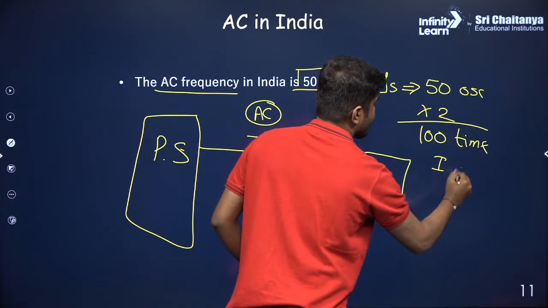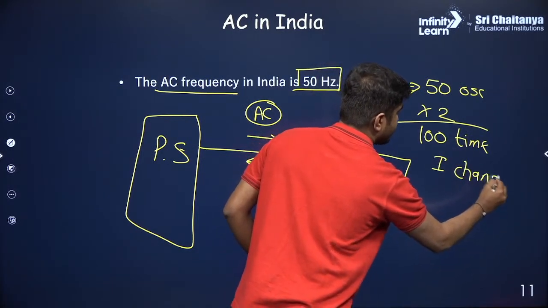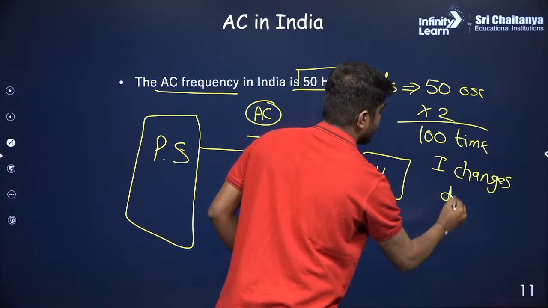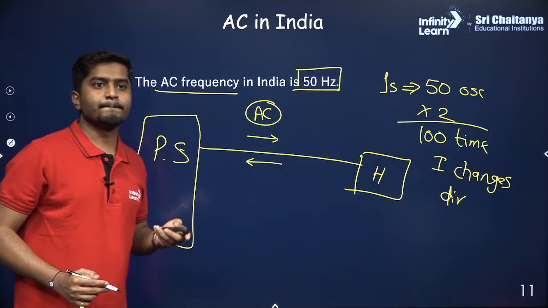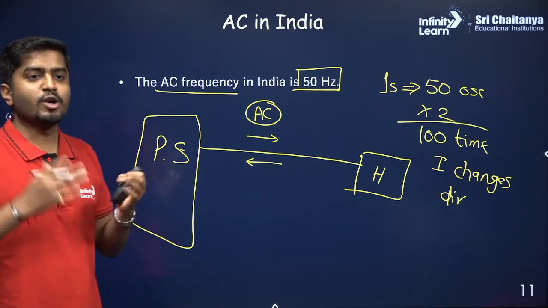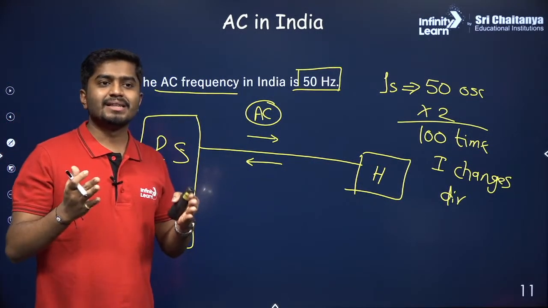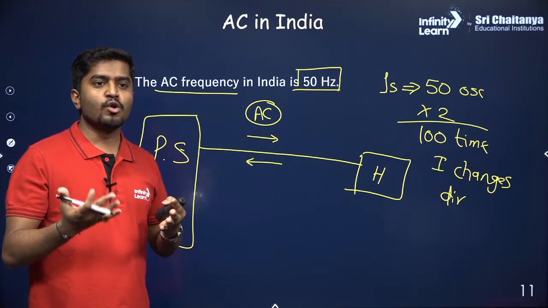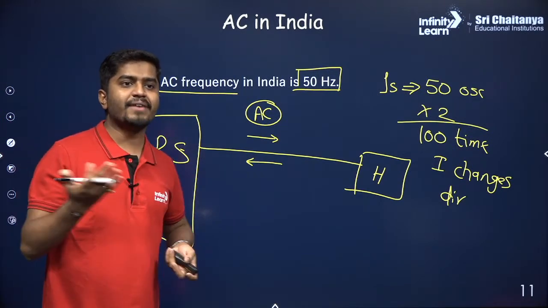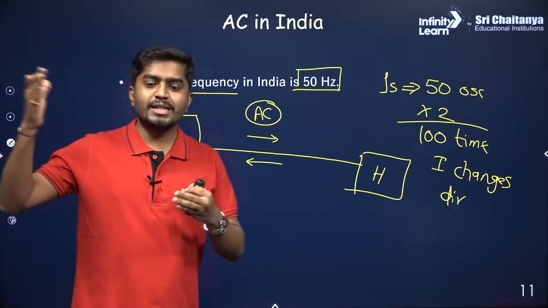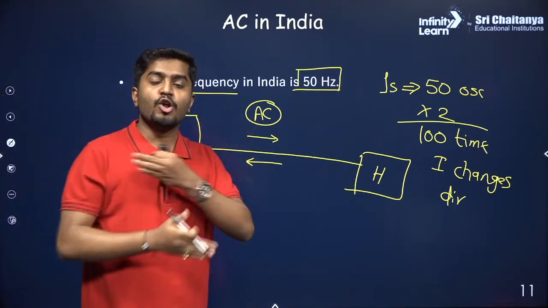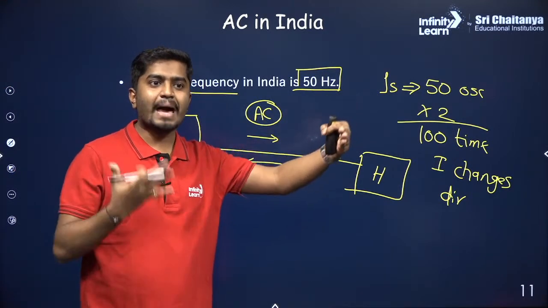Current changes direction. That is the meaning of 50 Hertz. Clear? How is DC wasted? Because with direct current, there is a lot of leakage. So when you remember the heating effect of current, Mohammed? So when you transmit a current for a longer distance, what happens?